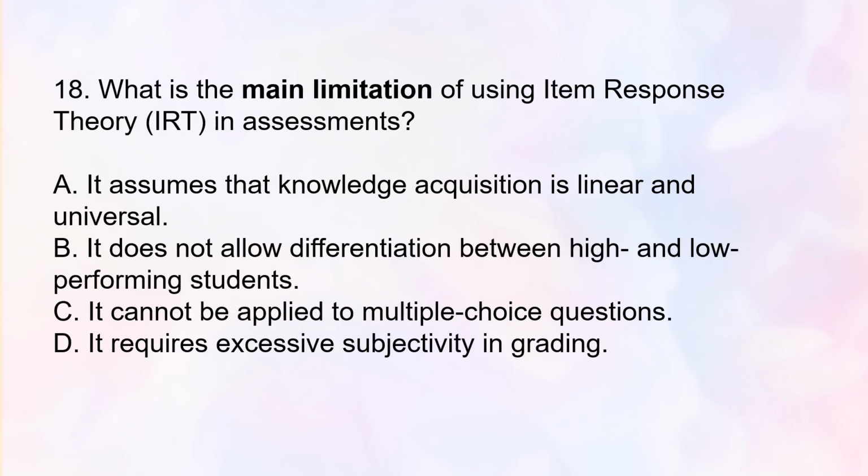Number 18. What is the main limitation of using item response theory or IRT in assessments? Letter A, it assumes that knowledge acquisition is linear and universal. Letter B, it does not allow differentiation between high and low performing students. Letter C, it cannot be applied to multiple choice questions. Or letter D, it requires excessive subjectivity in grading.